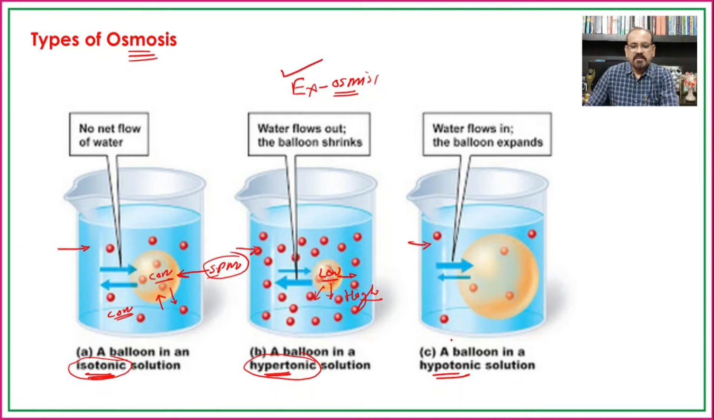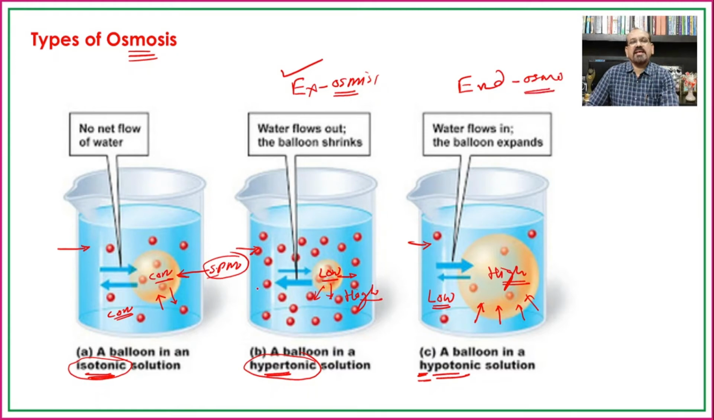In another case, when the cell or the balloon is kept in a hypotonic solution, hypotonic means here the outside is with the lower concentration and the inside sap is with the higher concentration, and as we know there is an entry or the transport of the solvent molecules from the region of lower concentration to the region of higher concentration. So the water will enter inside the balloon or the cell, and in this way there will be endosmosis.